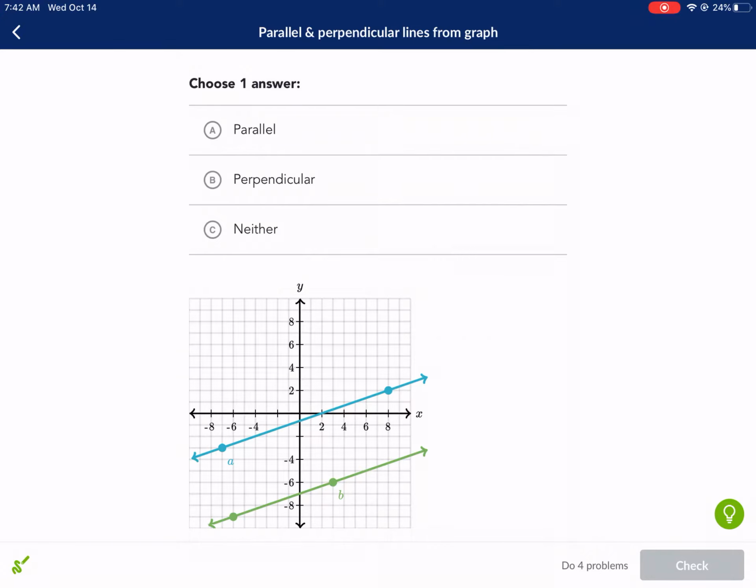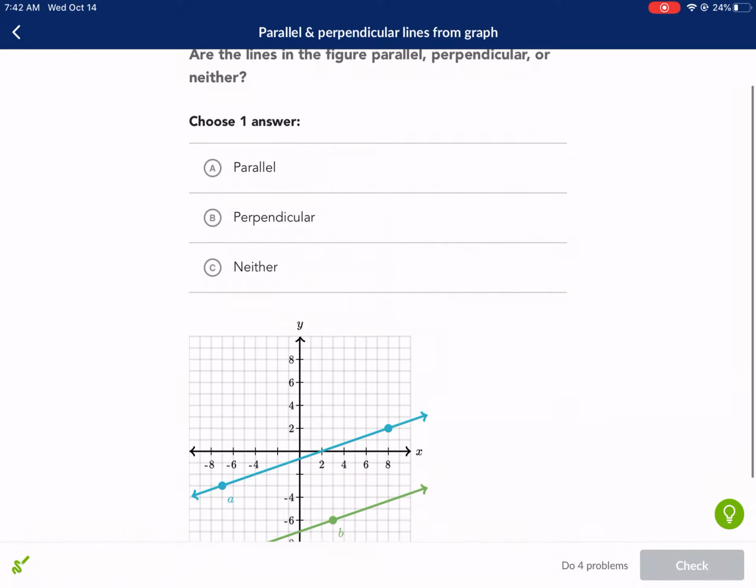How's everybody doing? Today we're doing another Khan Academy tutorial on parallel and perpendicular lines from graph. I wish it would say from a graph, but you know, Khan Academy. So let's go ahead and jump right into this.